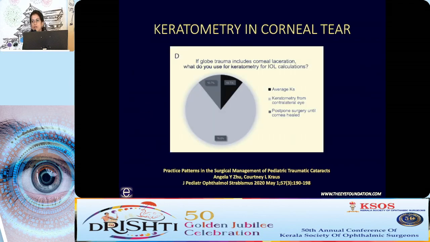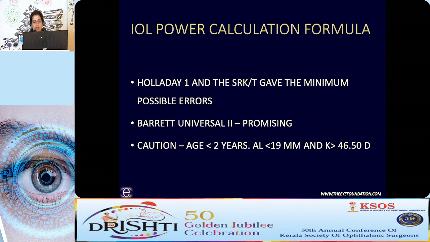And regarding keratometry in corneal tear, what are the points that we should take into consideration? We may not be able to take a correct keratometry reading in a child with a corneal tear, so we may need to take it from the contralateral eye. The corneal curvature is slightly steeper in children, so it might be difficult to take a standard K. So we may need to take the other eye's K reading and use it.